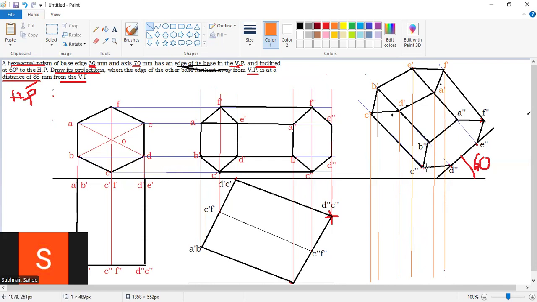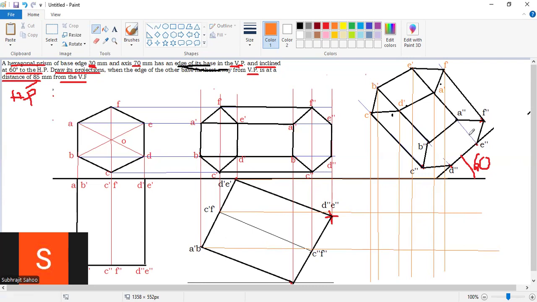Then horizontal lines you have to draw. See, horizontal lines also I'm drawing here, here. This is one line, this is one line, this is one line. Right? So find the intersection points here.